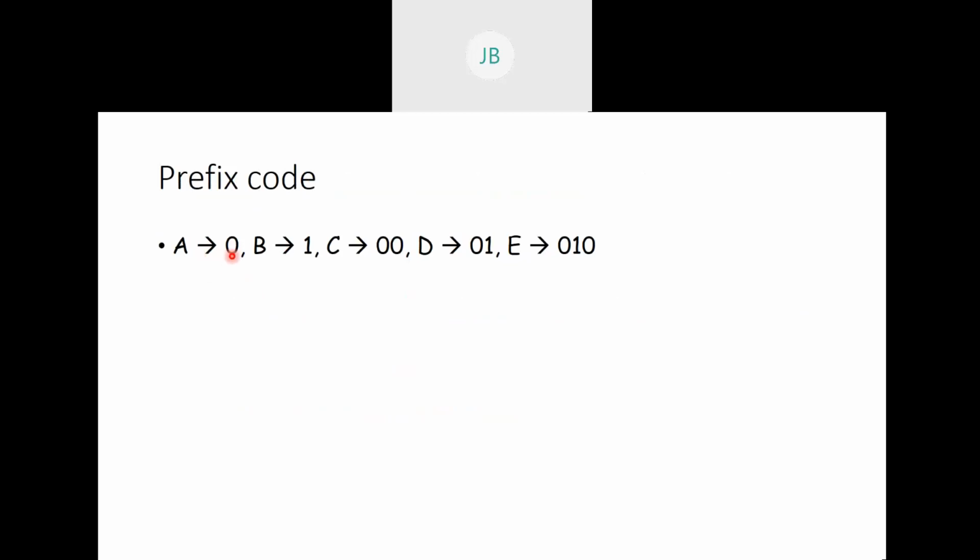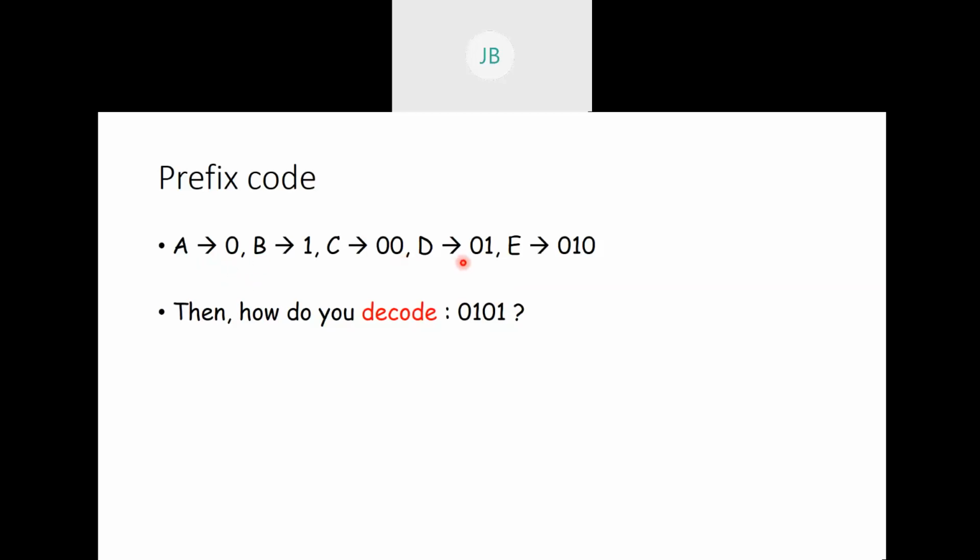For example, A is 0, B is 1, C is 00, D is 01, and E is 010. Of course, this is a variable length coding, but is it totally okay to decode? Okay, we will see this here. Suppose we want to decode 0101 at the receiver. Then what would be your guess about these symbols? Suppose you receive this bit pattern or the encoded data at the receiver, then how will you understand what symbol was transmitted?